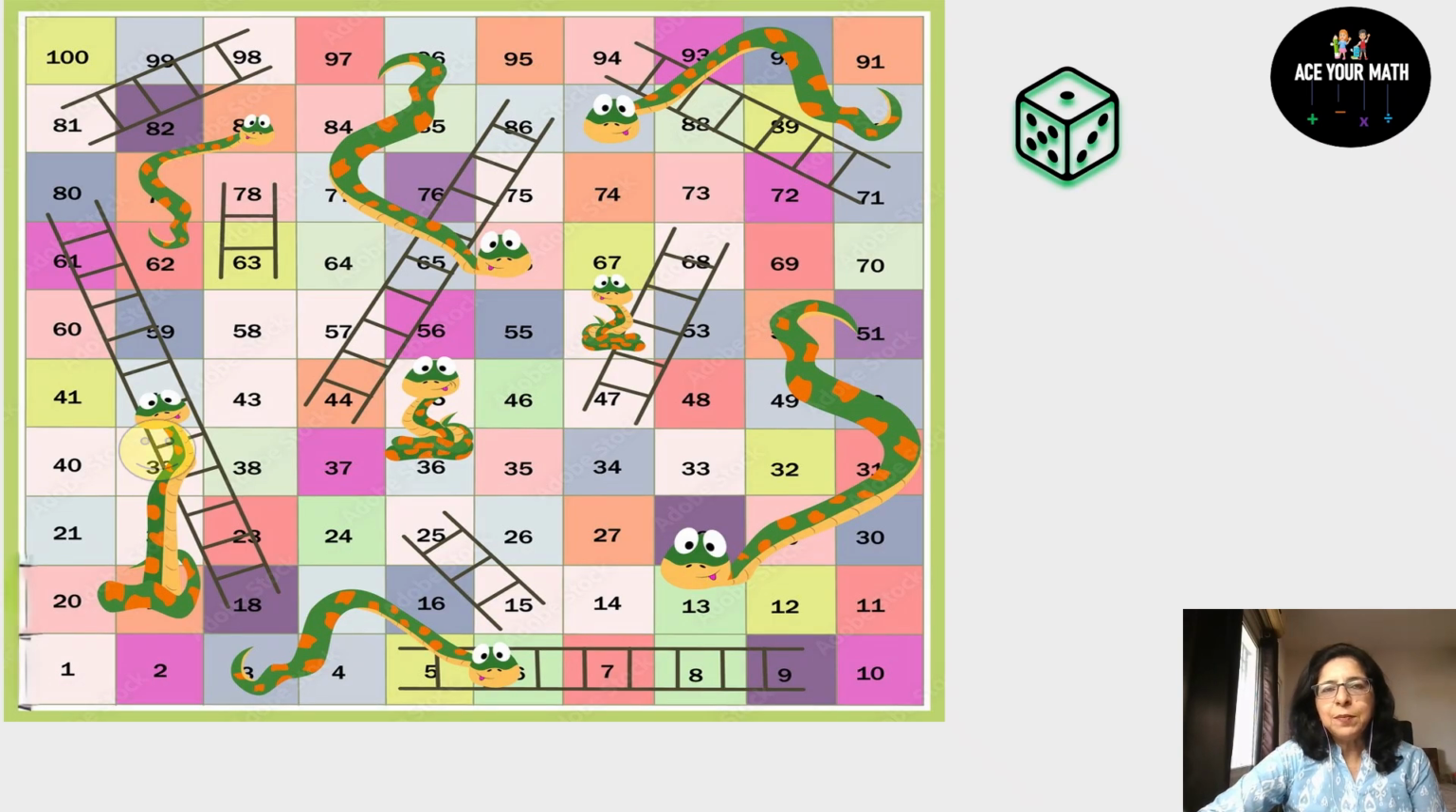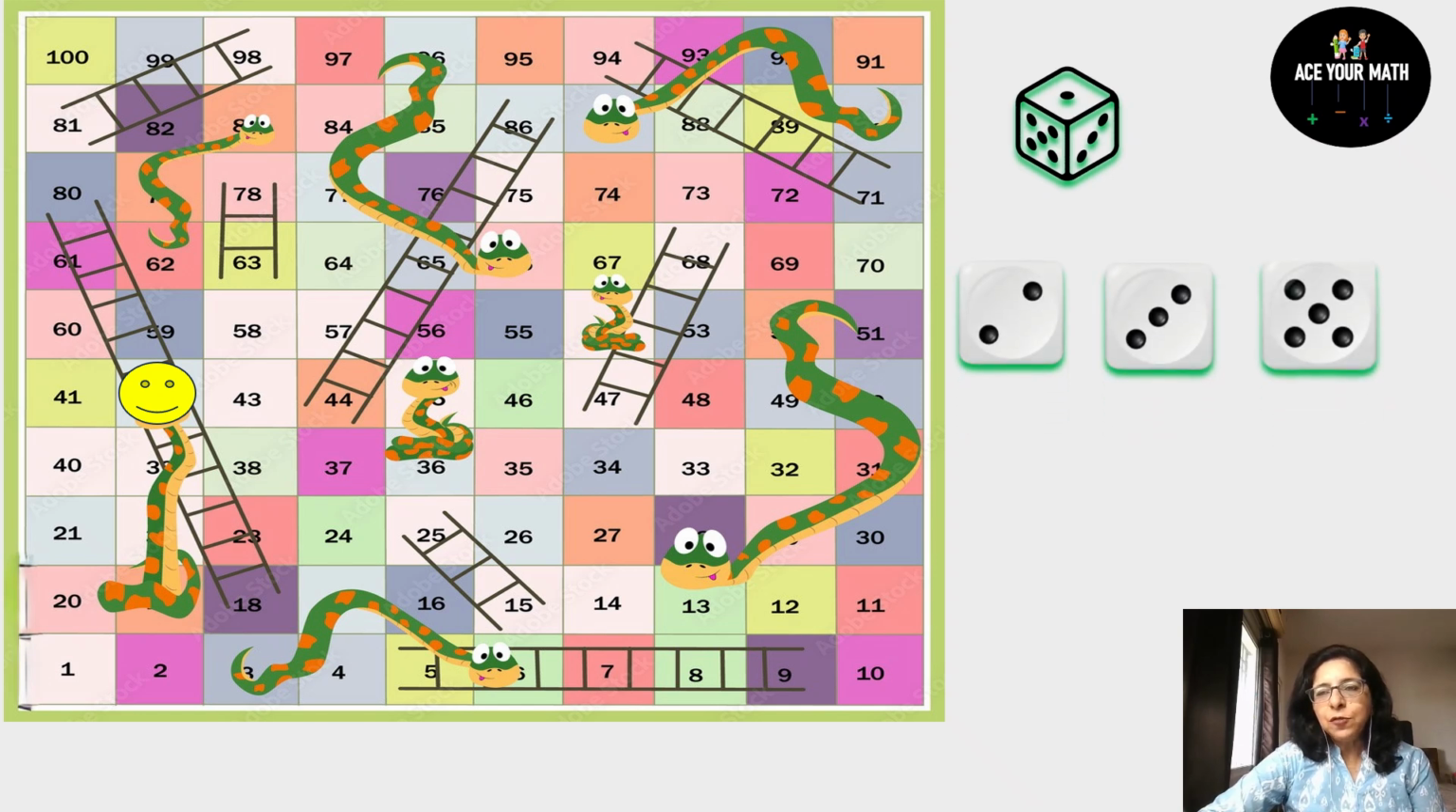Now let's suppose that while playing you are at square 42. If you look closely, there is a ladder at 44, a snake at 45 and again a ladder at 47. It means if you roll 2, you will get a ladder. If you roll 3, you will get a snake. And if you roll 5, you will again get a ladder. So you have to find the probability of rolling 2, 3 or 5. And if you look closely, all three are prime numbers. So now let's see what is the chance of rolling a prime number.